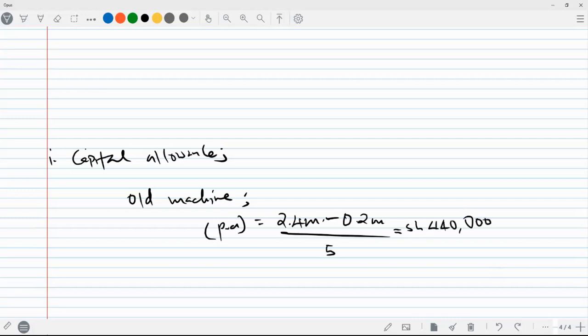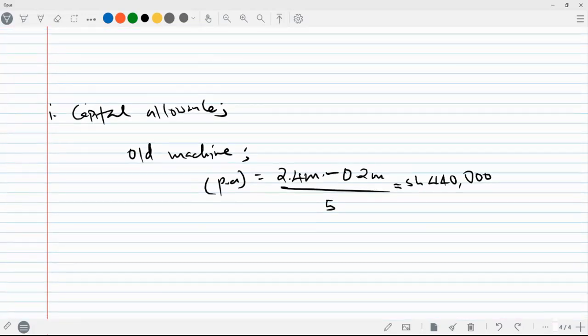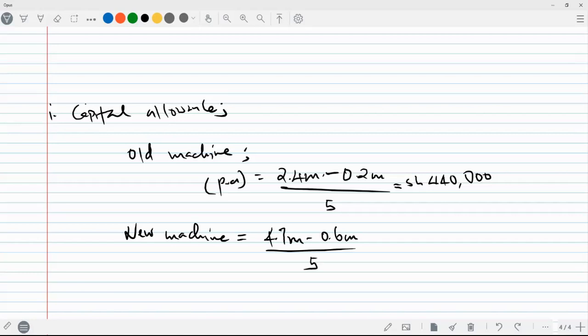However, don't forget we are replacing the old one with the new one. So let's now have the new machine. We are told the cost of the new machine is 4.7 million. Its disposal value 5 years from now is 0.6 million, and you're going to use it for 5 years, so we spread it over 5 years. And every year, how much can we claim for the new machine? 820,000.